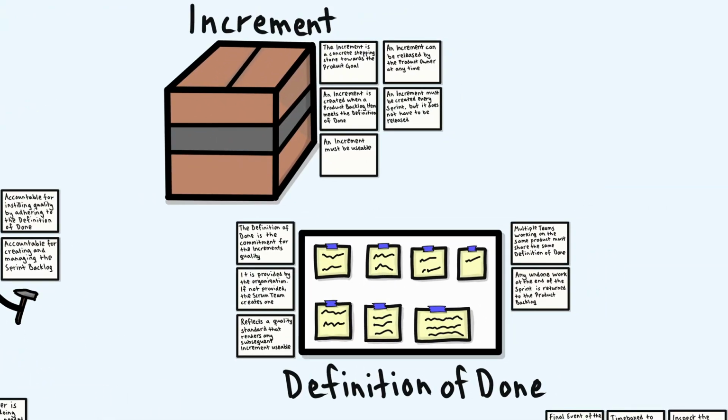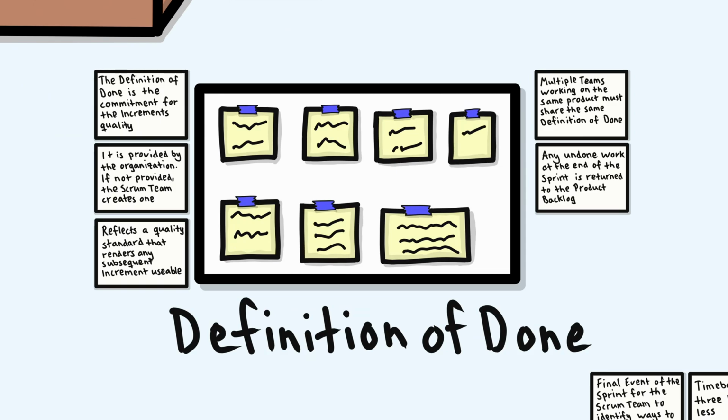Last but not least, we have the increment and the definition of done. The definition of done is the commitment which makes transparent the minimum quality of any delivered increment to the stakeholders, and the definition of done informs the creation of any future increment. The definition of done is first and foremost provided by the organization, and is likely to include any existing standards or guidelines like design, engineering, or compliance. Should one not be provided, then the Scrum team creates one.